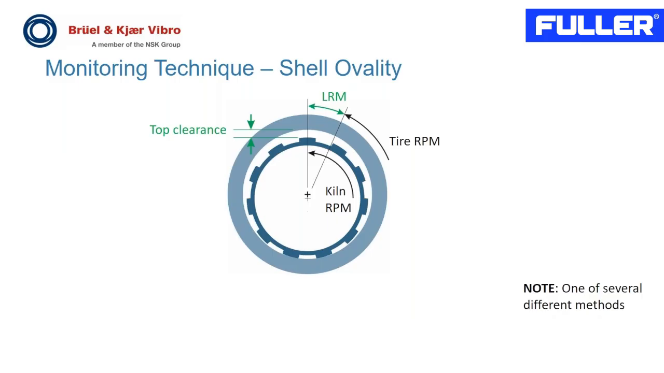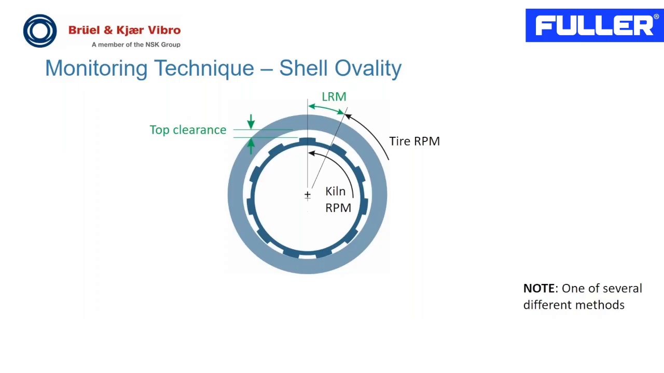So tire migration is basically the relative slip or the relative movement between the tire and the kiln shell for 1 kiln revolution. From this, we can also determine the top clearance, as you see in this illustration, which is important in order to avoid constrictions.